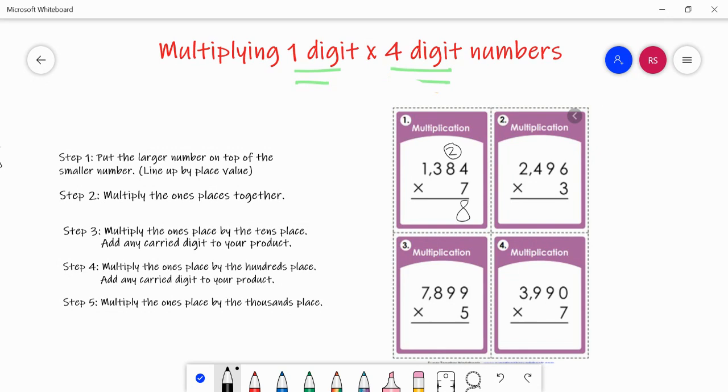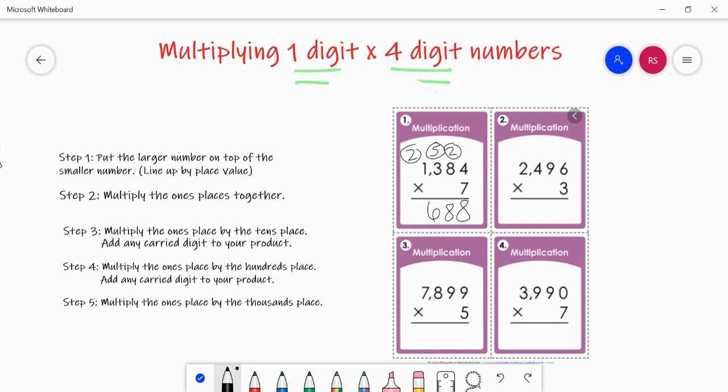Okay. Now it's time to multiply the 7 by the tens place. So 7 times 8 I know is 56, but I have to add that 2 that I carried over. So 56 plus 2 more, 58. So I'm going to bring the 8 down and carry the 5 into the hundreds place. Now I'm going to multiply 7 times 3. 7 times 3 is 21, but I know I have to add that 5, so 21 plus 5 is 26. 6 comes down, I carry my 2.